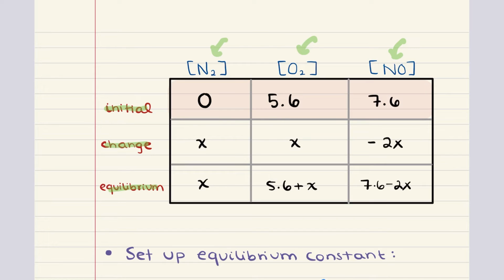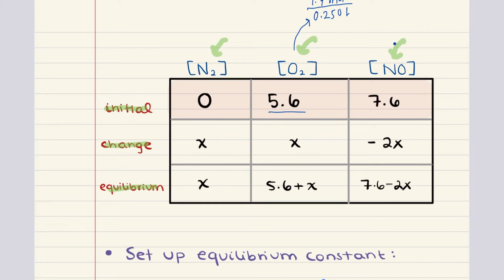Now, the first thing we want to do in this initial row is write our concentrations for each of our species. Now, for oxygen, we're given the moles we're starting off with, 1.4 moles of oxygen, and we know the volume of the flask, 250 milliliters, which is equal to 0.250 liters. This gives us our concentration for oxygen gas, and it is equal to 5.6.